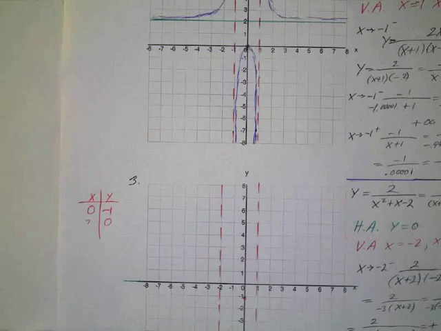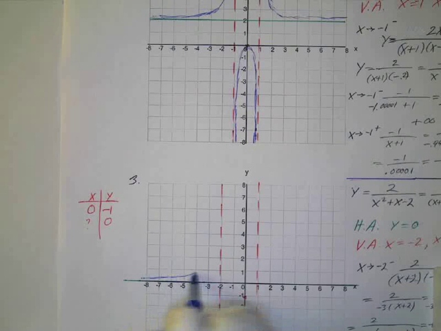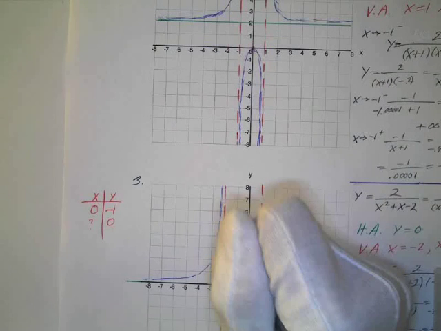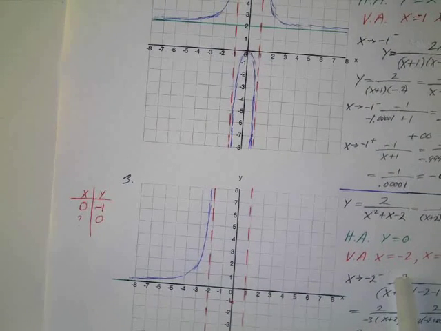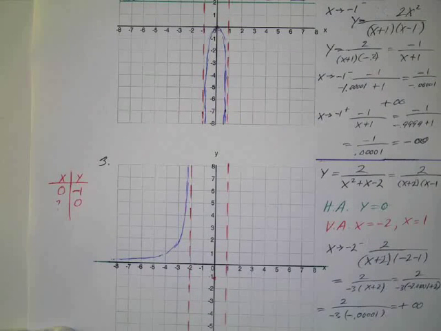So it's going to look something like this, or to the left. This is my asymptote here, or my horizontal asymptote. We're going to crawl up that, and it will be something like this. Okay? Now let's see what happens as I approach negative 2 from the positive direction.